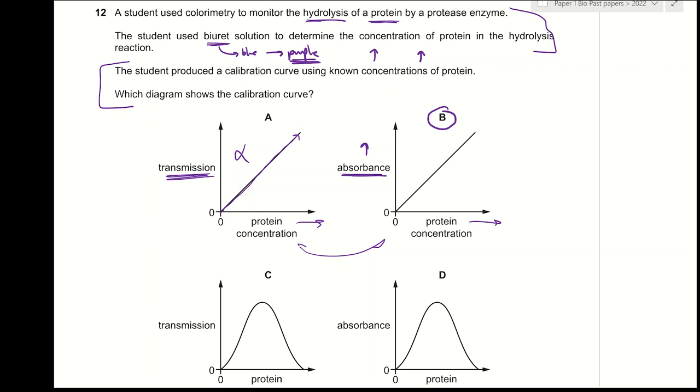Now here, for C and D, they are totally incorrect because here it's not measuring the rate of the reaction, it's measuring the transmission, and there's no such thing as transmission increases or decreasing. Same with the absorbance. Therefore, the answer is going to be B.